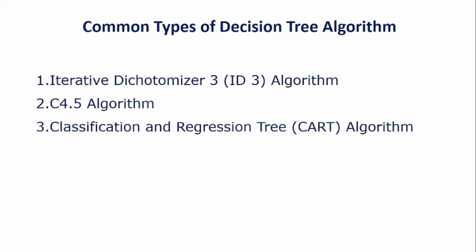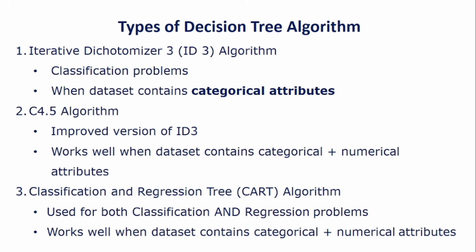Out of these three, iterative dichotomizer tree algorithm is mainly used for classification problems and when the dataset contains only categorical attributes or features. And the main applications of ID3 algorithm are to detect email spam or ham, to predict student pass or fail, and for customer purchase decision. And the splitting method that is used in ID3 algorithm are entropy and information gain.